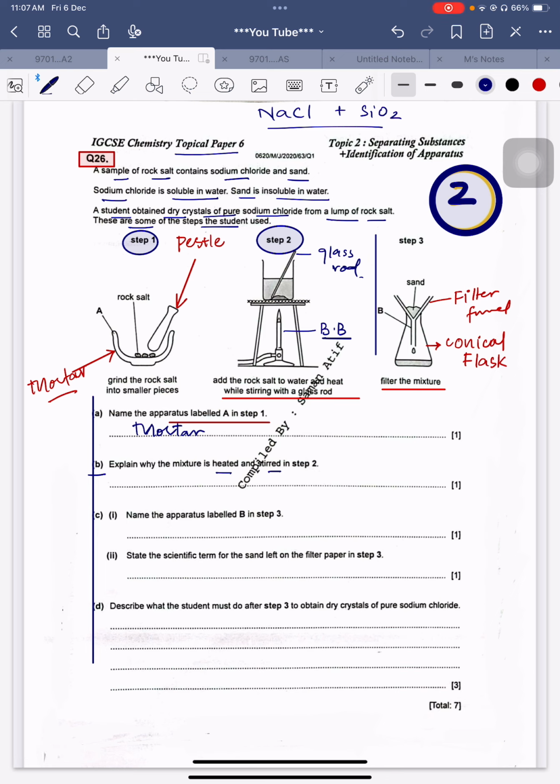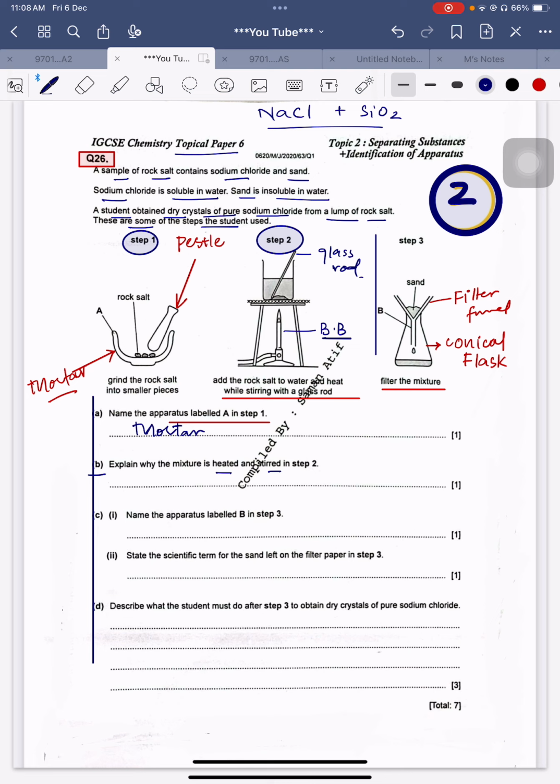I started this question in the last video as well, and I'm going to continue it. It is related to separation and purification again. It is about a sample of rock salt that contains sodium chloride and sand. We already know that sodium chloride, formula NaCl, is soluble in water, whereas sand, formula SiO2, is insoluble in water. They can be separated by differential solubility.